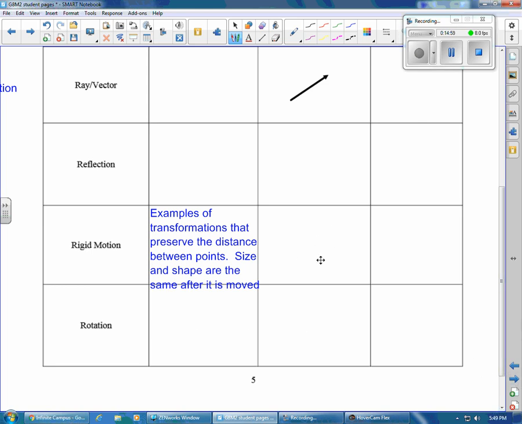So you can make some notes about that there. You can draw some pictures. You can use a different example if you want to. That's up to you.